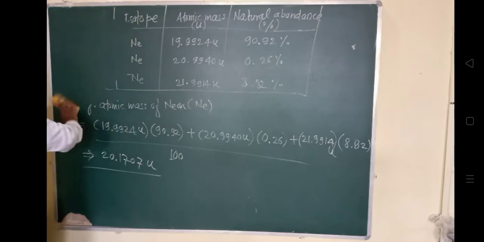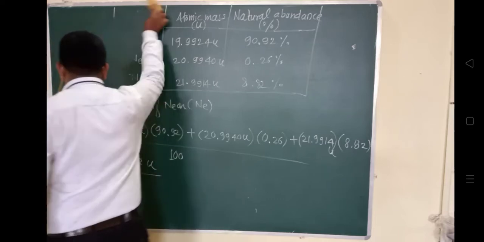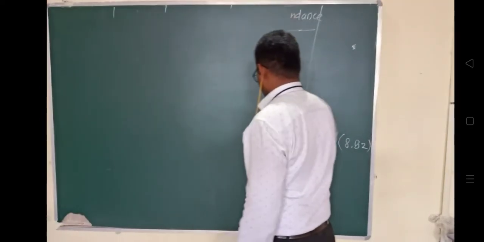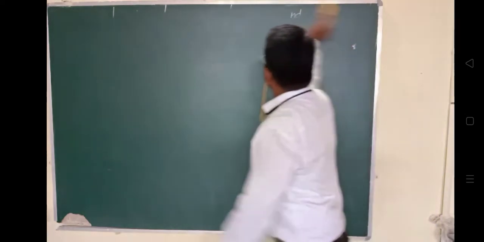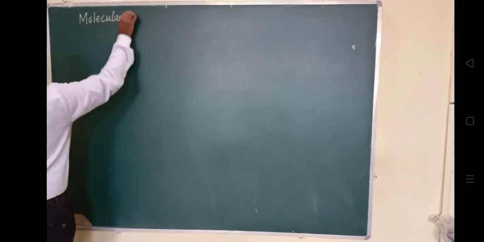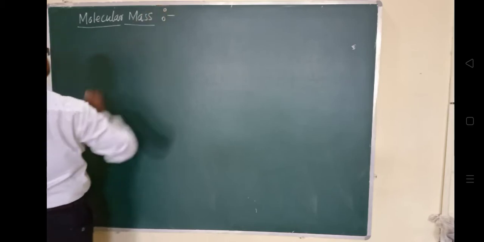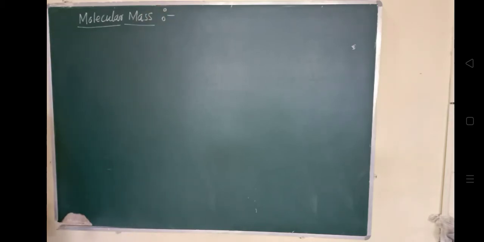Now we'll see the meaning of molecular mass. As the name suggests, molecular mass is the mass of a molecule. Just now we have seen the atomic mass as well as the average atomic mass. Molecular mass is the addition of all the atoms present in a molecule.